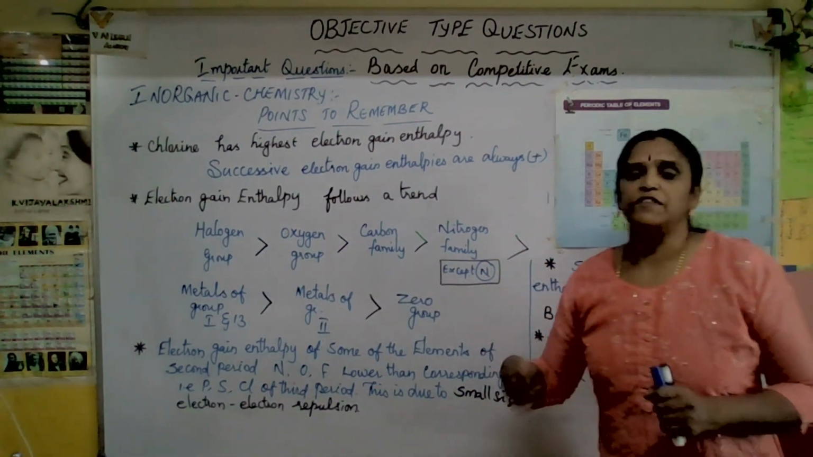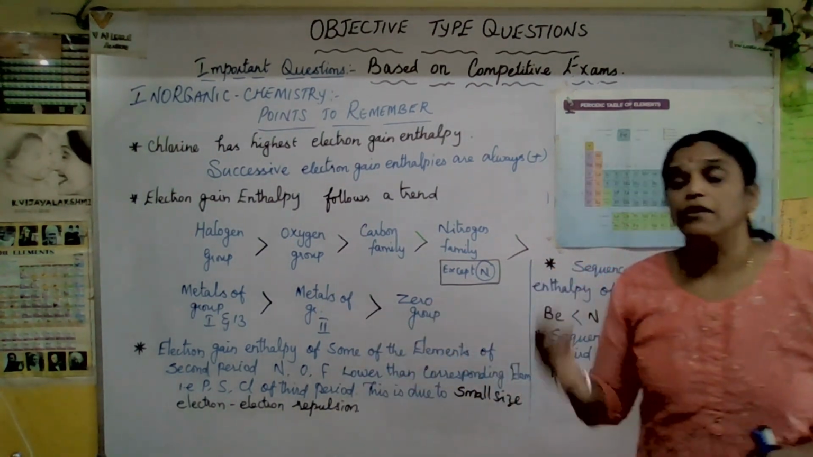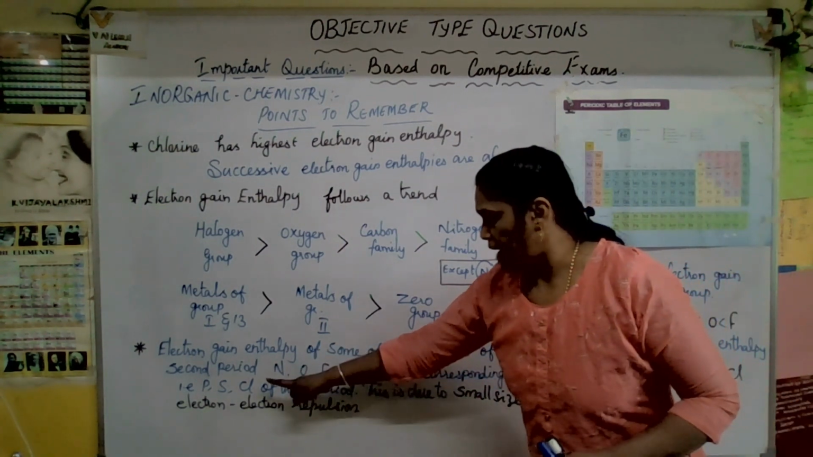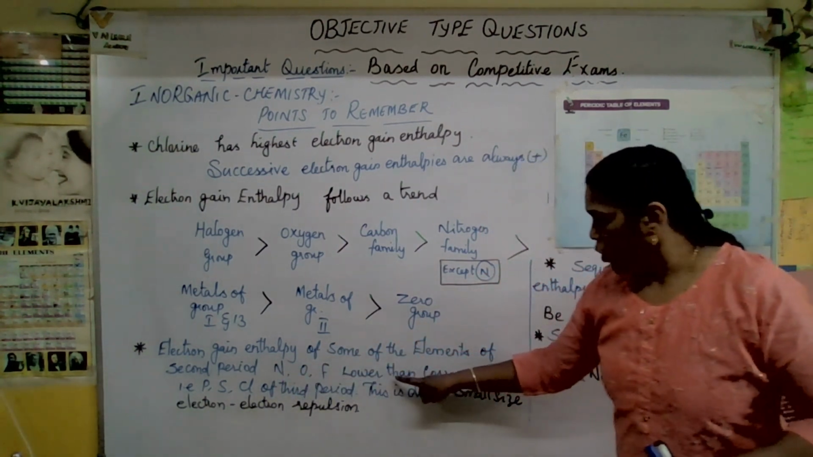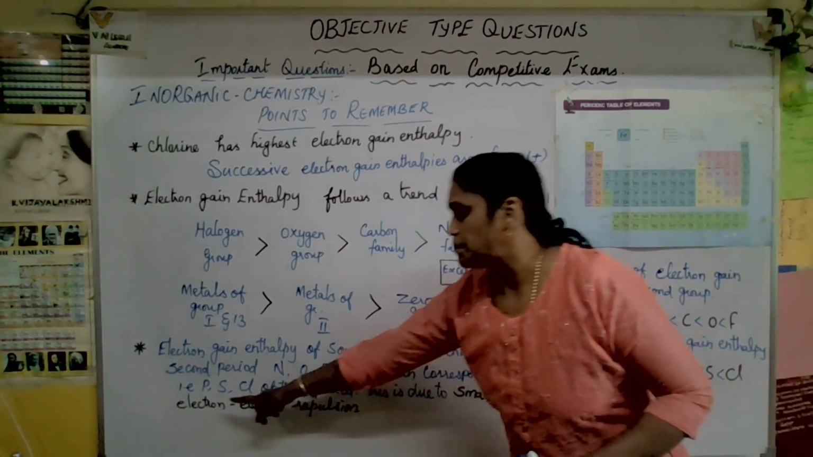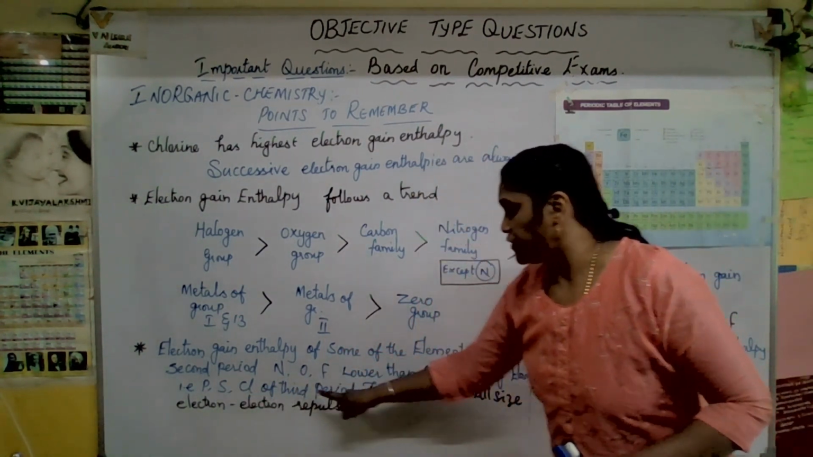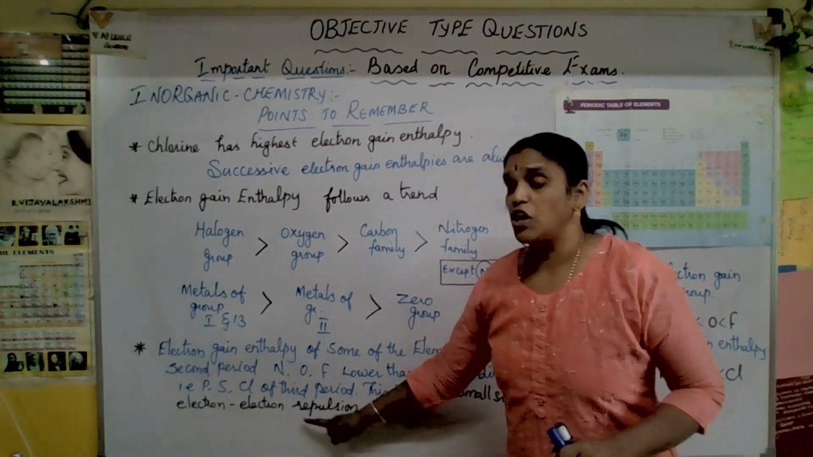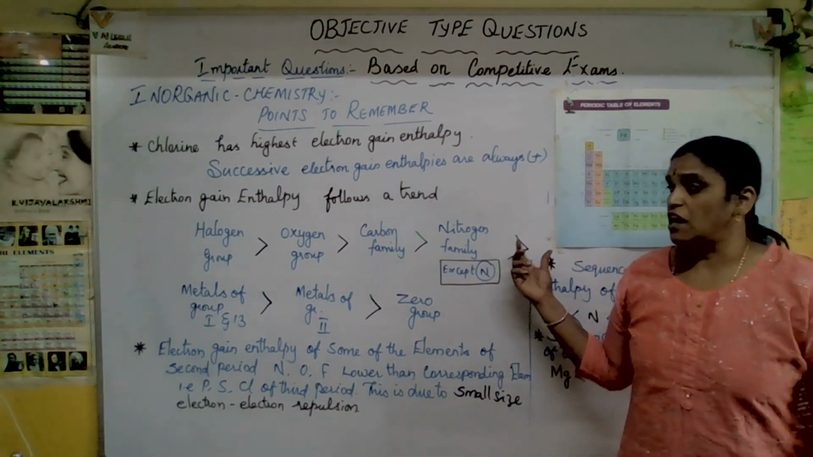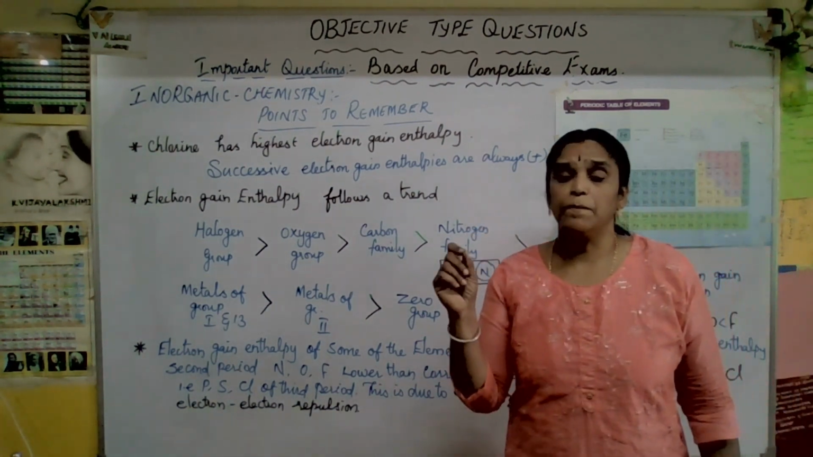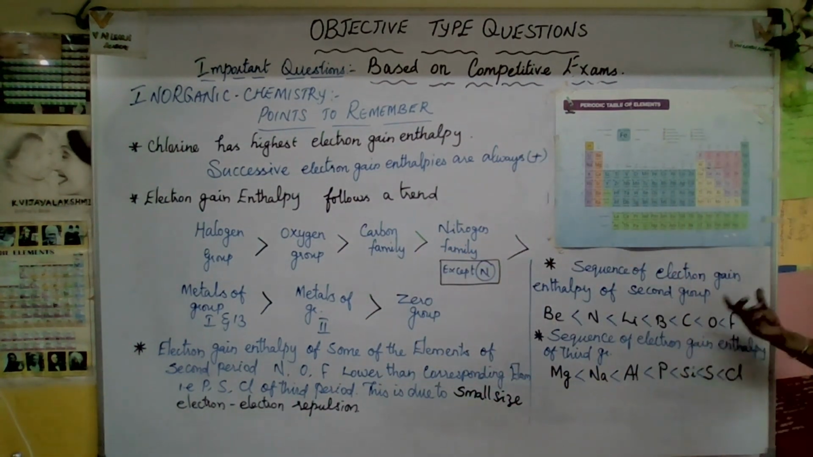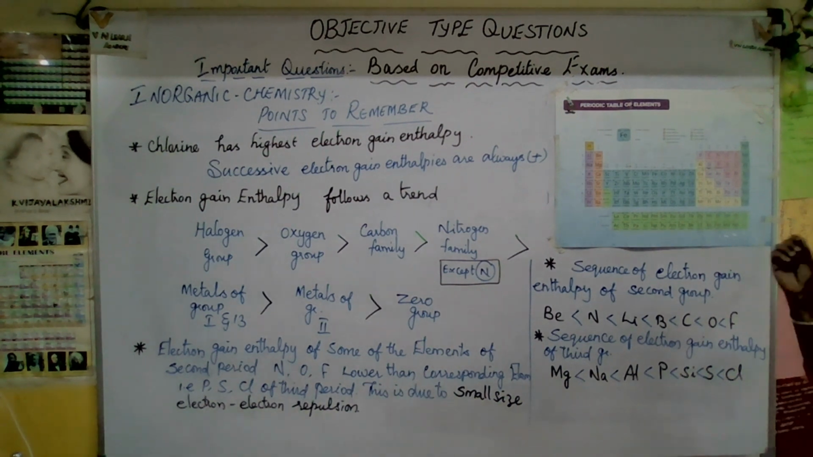And finally, some exceptions. See what is the reason for it. Electron gain enthalpy of some of the elements of the second period, nitrogen, oxygen, fluorine, is lower than the corresponding elements of the third period, phosphorus, sulfur, chlorine. This is due to smaller size and electron repulsion. So these are the main points to remember to identify the correct answers. Please take down that screenshot so that it will be helpful to crack the answers clearly.